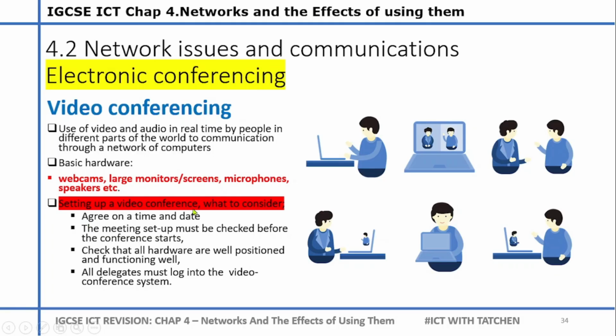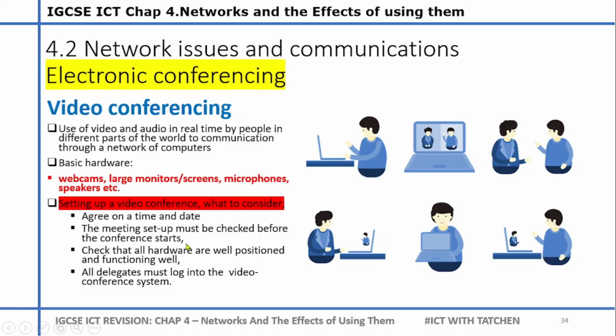Then setting up a video conference. What do you need to consider? You might be asked, what do you need to consider when setting up a video conference? The first thing is you need to agree on a date and time when you want to have your meeting. Secondly, the meeting setup must be well checked before the conference starts.